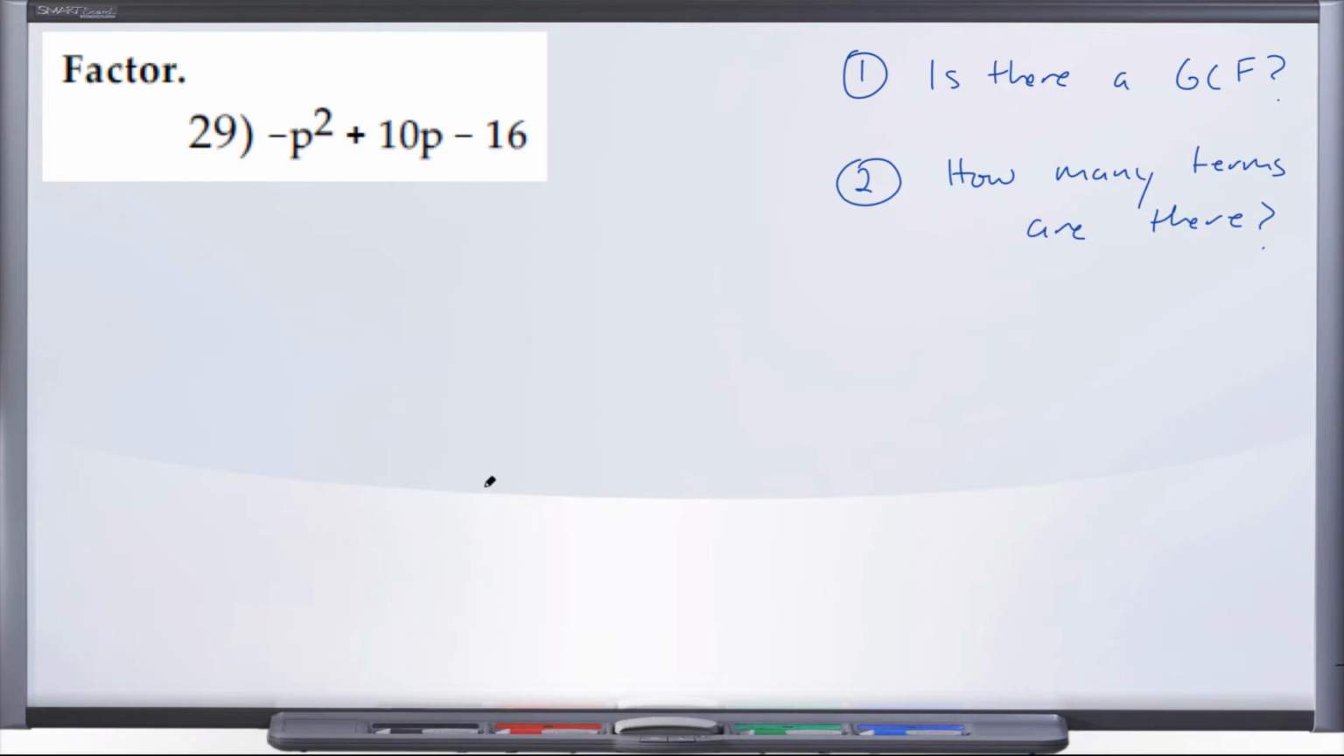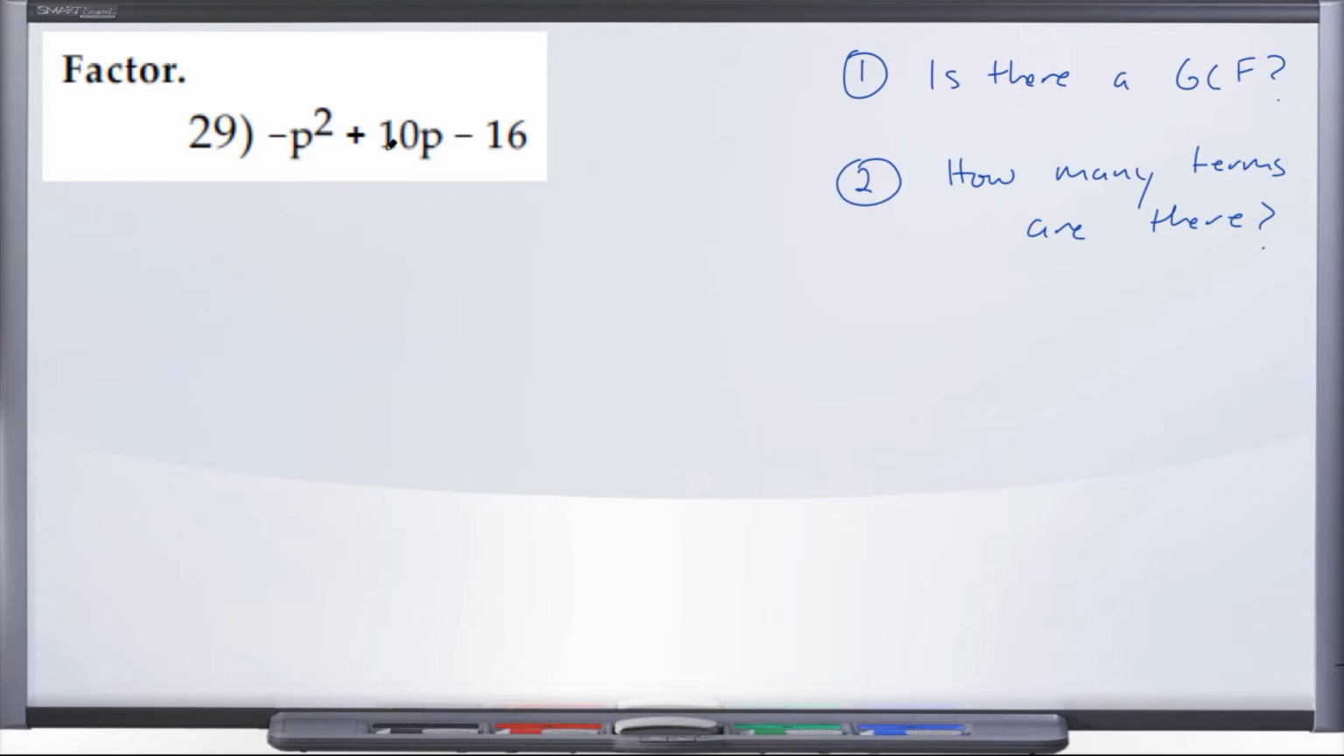So 29, we're still factoring, and we've been given the trinomial negative p squared plus 10p minus 16. So question 1, is there a GCF? Well, I don't see a GCF, but you may recall from a couple questions or videos back, we talked about how you don't ever want to start factoring with a negative as your leading coefficient.